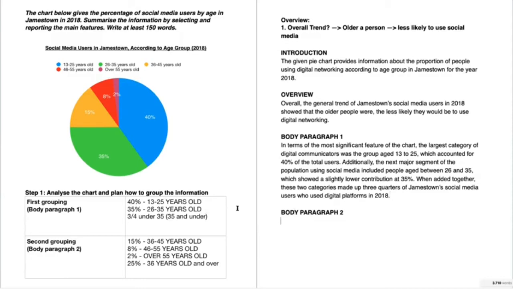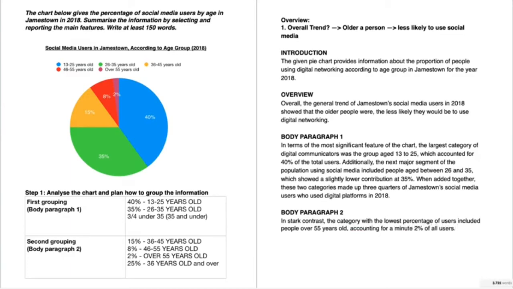And now body paragraph 2 is going to go in a similar way, but I do want to make sure that people know it is a huge contrast. So I'm going to say, in stark contrast, the category with the lowest percentage of users included people over 55 years old, accounting for a minute 2% of all users.